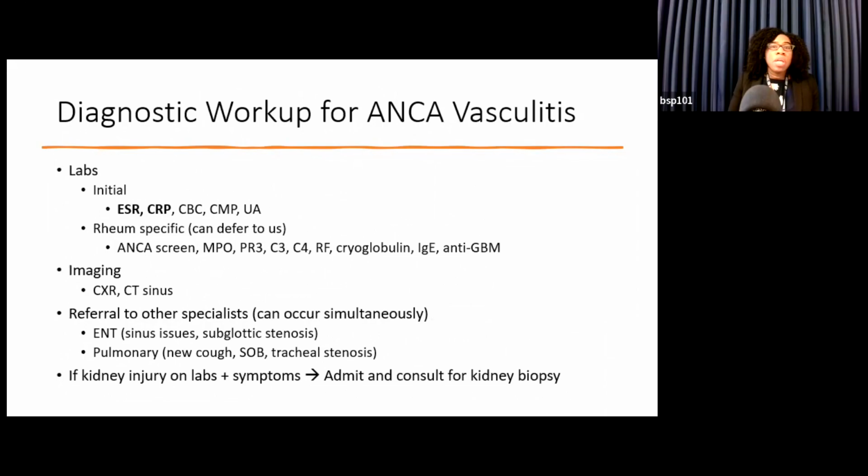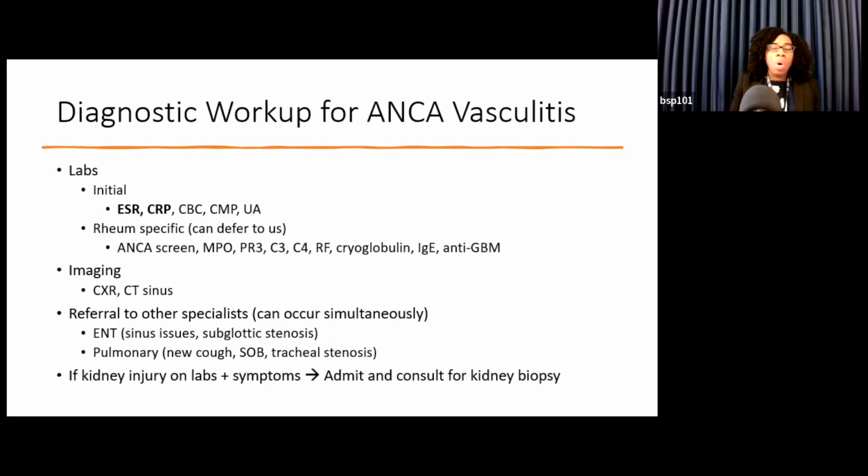In terms of imaging, since pulmonary and sinus are the most common areas that are involved, a chest x-ray would be a helpful first start. And if you see some nodules or other irregularities, then consideration for a CT chest would be warranted. And similarly, if someone's having recurrent sinus infections or epistaxis, a CT sinus could also be very helpful.